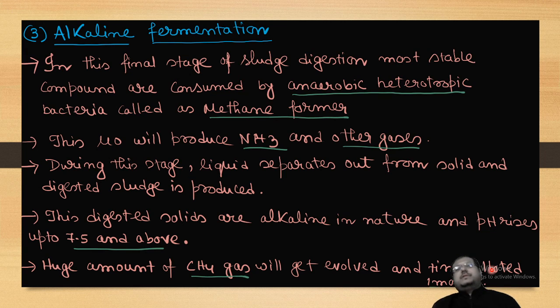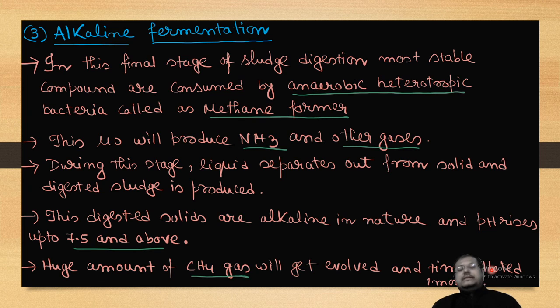In this final stage of sludge digestion, most stable compounds are consumed by anaerobic heterotrophic bacteria called as methane former. This microorganism will produce ammonia and other gases. During this stage, liquid separates out from solid and digested sludge is produced.